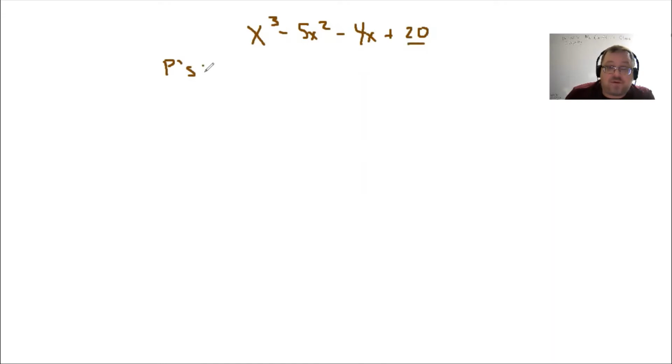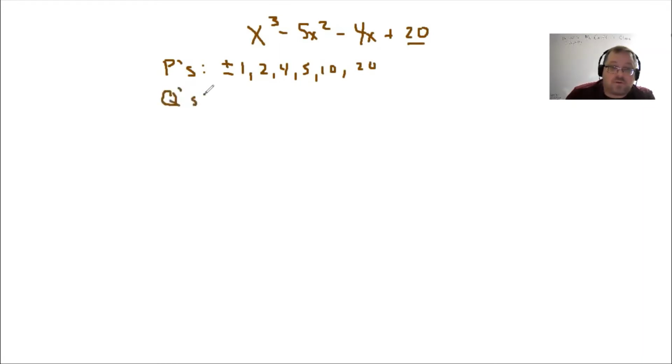So my factors of 20 is any two numbers that multiply and get 20. So over time, you will learn that, well, 1 times 20 is 20, 2 times 10 is 20, 4 times 5 is 20, 5 times 4 is 20, 10 times 2 is 20, and 20 times 1 is 20. Those are my P's, all the factors of 20. So now let's look at the Q's.